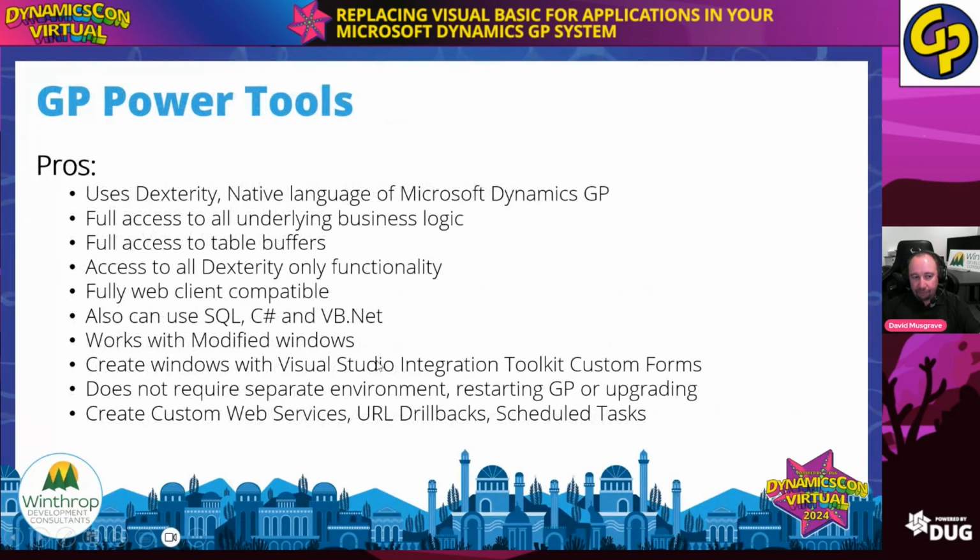If you use GP Power Tools, it does use Dexterity as its main scripting language. So it will have access to all of the underlying business logic and the table buffers and all the Dexterity-only functionality, and is web client compatible. It does have the ability to call SQL, C#, and VB.NET scripts, so you can use other code if you need to perform things that Dexterity cannot do. It can see and work with modified windows. With the Visual Studio Integration Toolkit Custom Forms module, you can create windows, and in fact, a whole load of template windows already built for you that you can use.